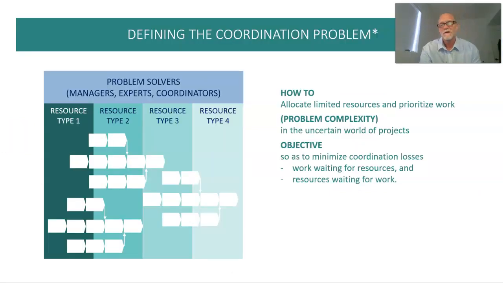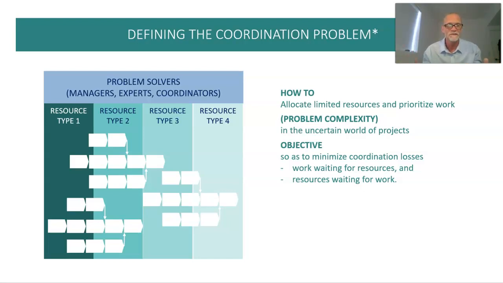And we have to do this across a multi-skilled project environment where we have different resource types that have to be applied to the project plan at the right place at the right time. Not just resource capacity, but also the managers, the experts, the coordinators, those people making good decisions. So our problem really is, how do we allocate these resources, including our direct resources, and prioritize the work in the uncertain world of projects.